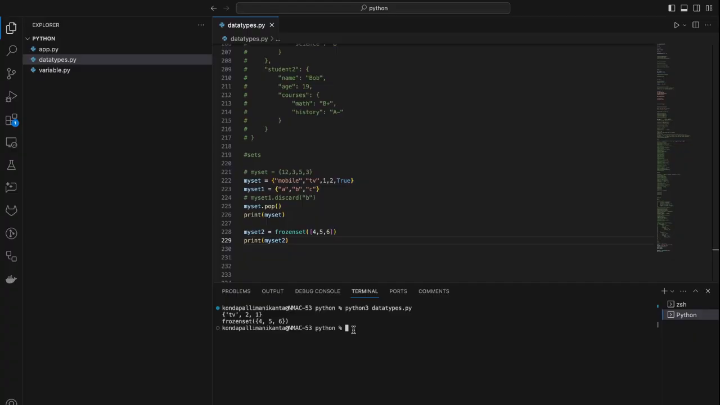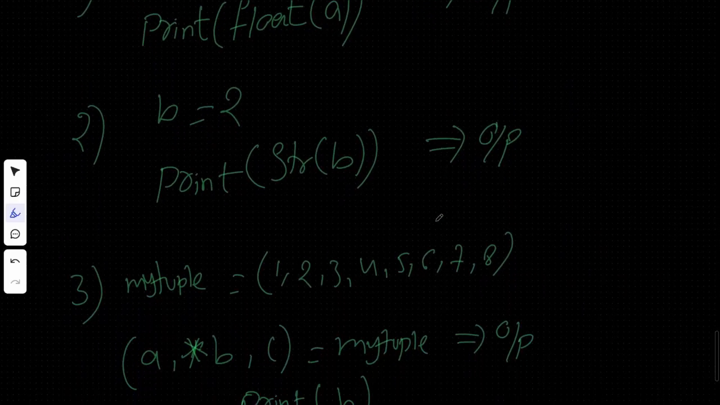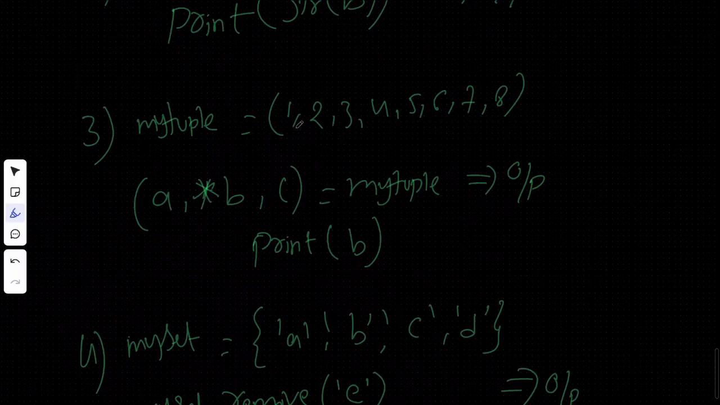Okay, and now we have quiz time. First question, a equal to 1 variable and print float of a. What is the output? And second question, b equal to 2 and print string of b. What is the output? And third question, my tuple equal to 1 comma 2 comma 3 comma 4 comma 5 comma 6 comma 7 comma 8, and we have extracting values a comma asterisk b comma c equal to my tuple and print b. What is the output?